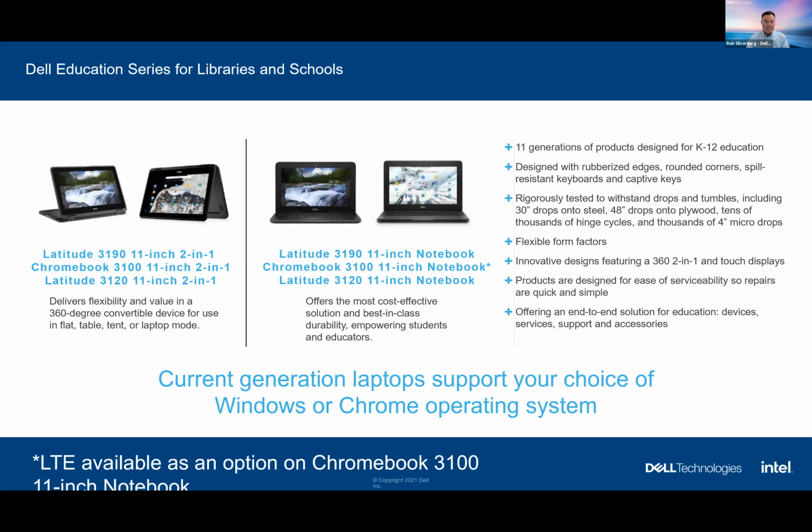So we've created specific discount packages for many of these offerings to bring it down below that $400 upper price limit. I want to call out a couple of these. There's both Latitude Windows machines as well as Chromebooks. Chromebooks, of course, being very highly used in our school system. I also want to call out that the Chromebook 3100 11-inch notebook comes with LTE as an available option. So it can directly connect to a cellular provider without a need for an additional air card.